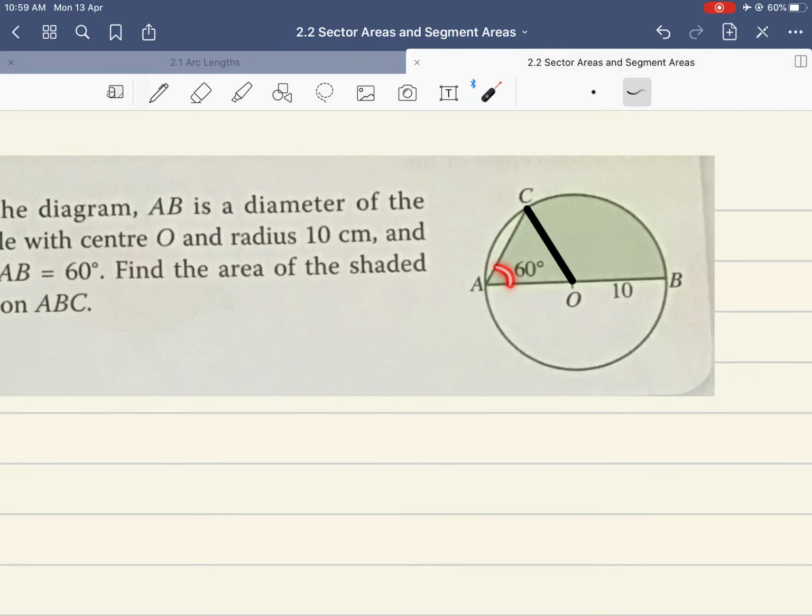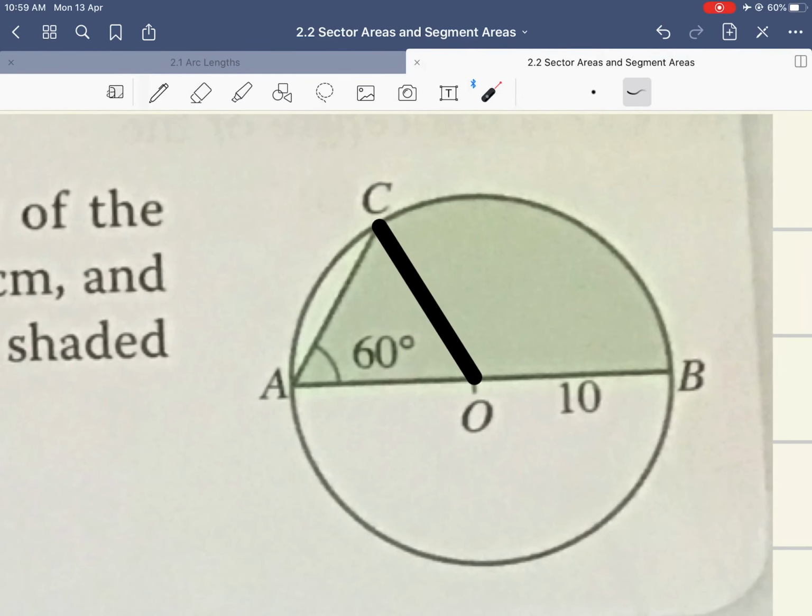Okay, now if you notice, if this is 60 degrees, then this and this are both radius, so this makes this triangle an isosceles triangle. So if this is 60, it means that this is also 60. In essence, this is actually an equilateral triangle. So let me just label this. This is also 60 degrees.